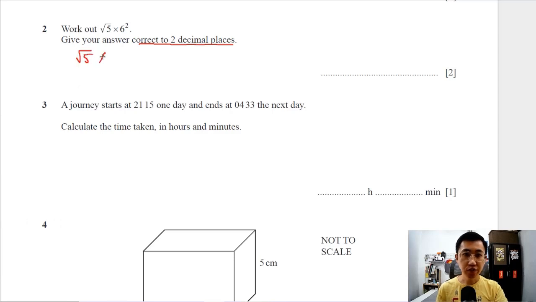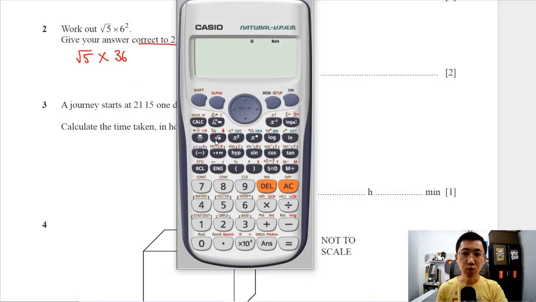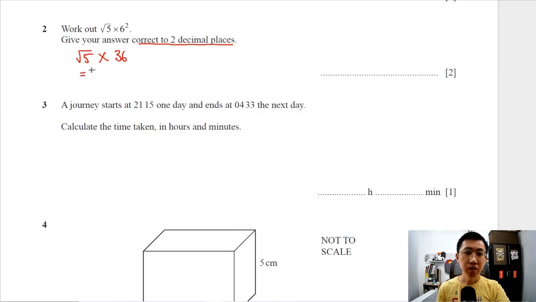Square root 5 times 6 square, that is 36. And then we can just use our calculator. Square root 5 multiply with your 36, press equal. Okay, so we have to change this to some decimal number. So try to copy as many numbers as possible. So teacher is going to copy 80.498. After that, only we show this symbol to show that it's rounding.